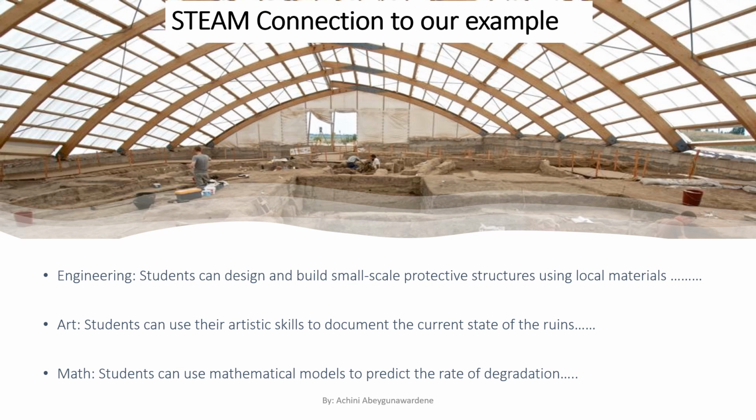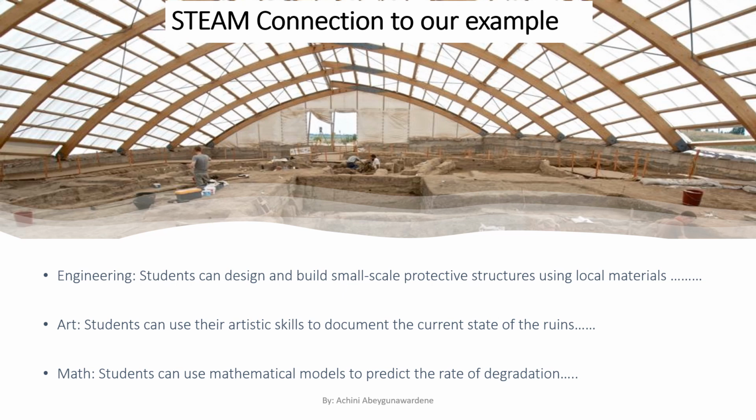Art. Students can use their artistic skills to document the current state of the ruins, raise awareness about the preservation efforts through murals or exhibits, and design sustainable souvenirs that benefit local communities and conservation projects. Finally, for math, students can use mathematical models to predict the rate of degradation, calculate the resources needed for repair, and analyze the economic impact of tourism and potential solutions.